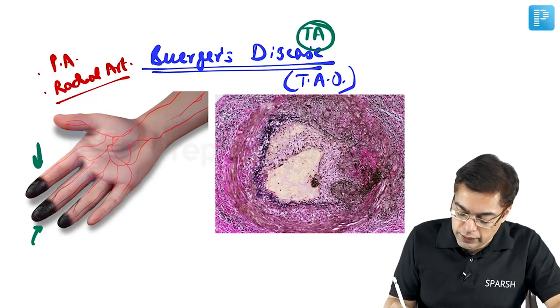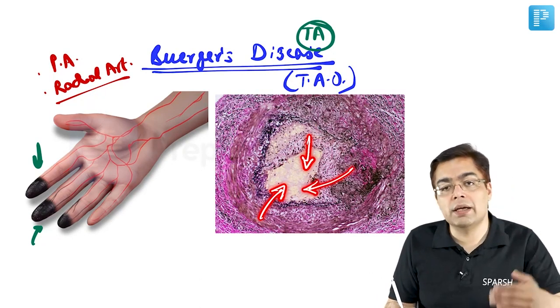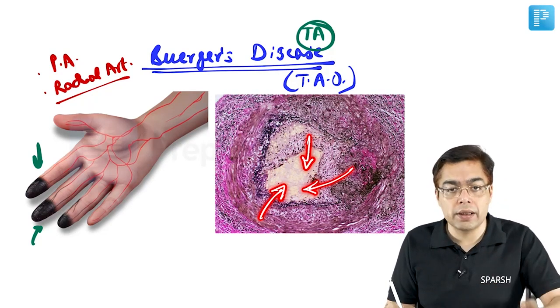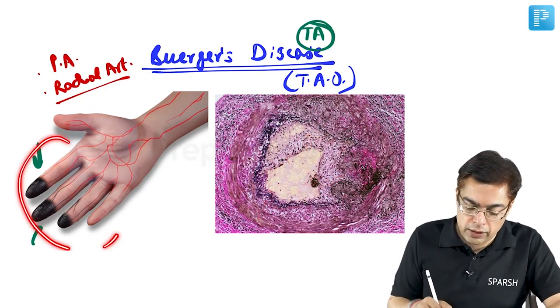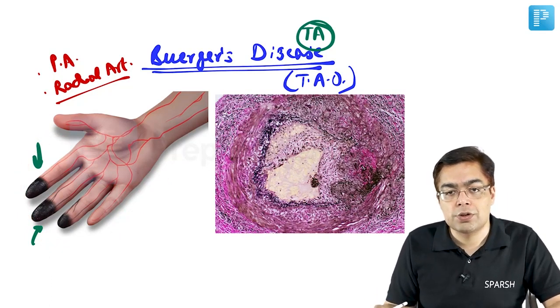So thromboangiitis obliterans is characterized by the fact that there is going to be an involvement of a medium-sized vessel like a tibial artery or a popliteal artery or a radial artery. That is what you need to be familiar with so far as a condition like Buerger's disease should be remembered.